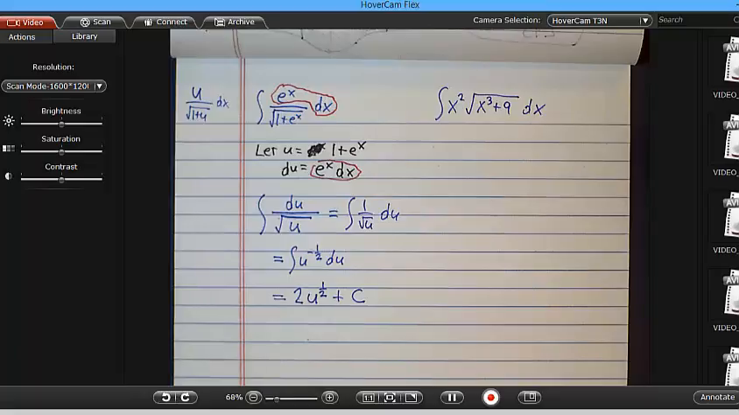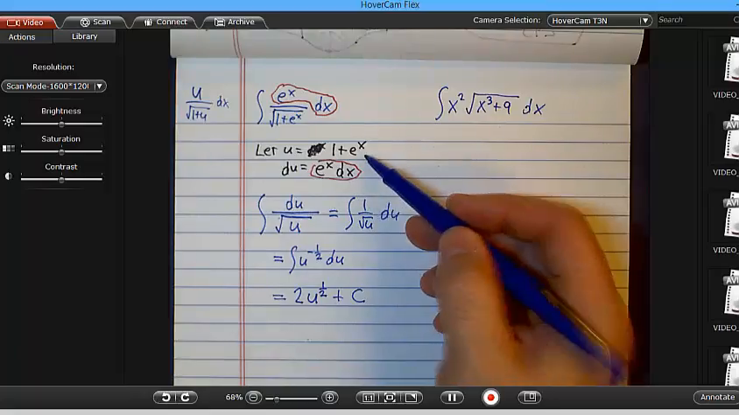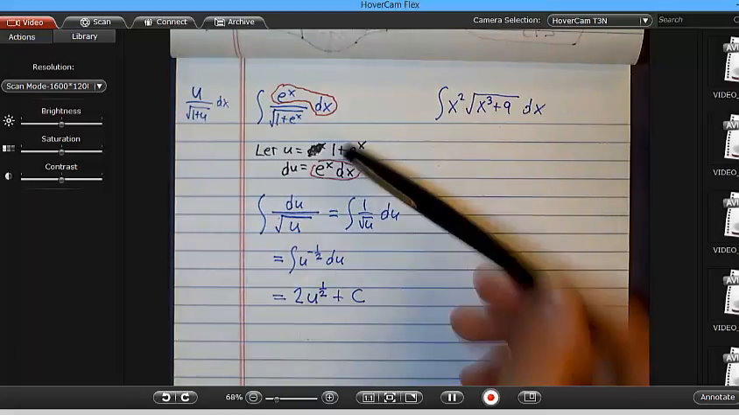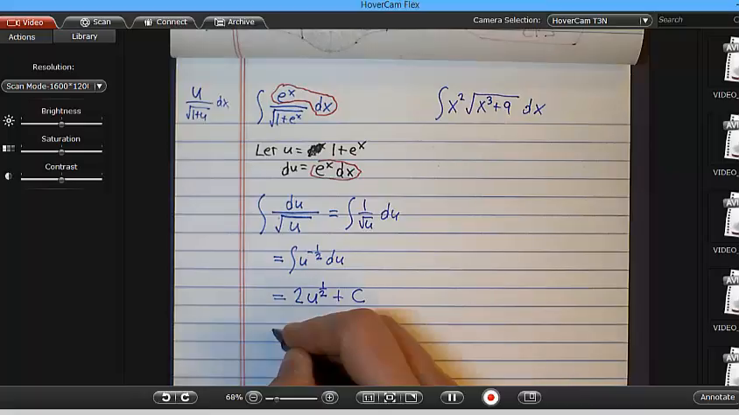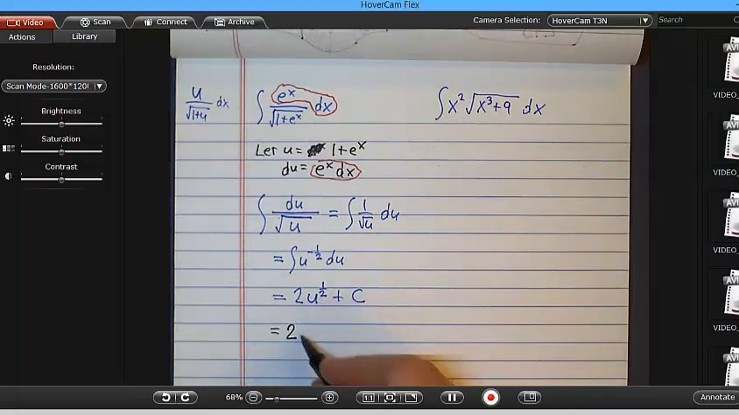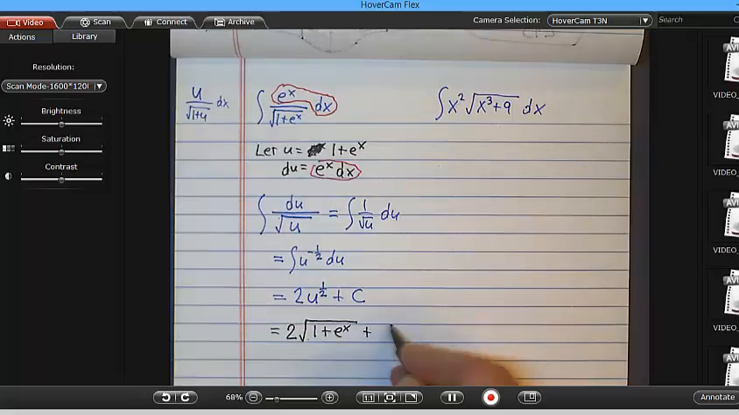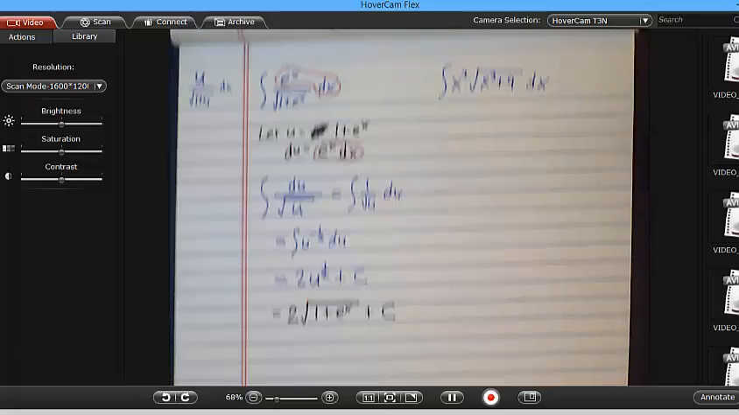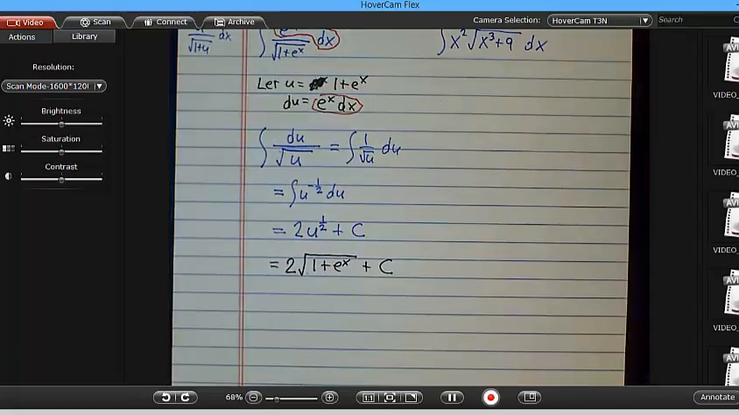Not done. Almost done. What's the final thing to do? Yeah, plug this value back in for u, which is 1 plus e to the x. So my final answer would be 2, and instead of writing 1/2 power, I think I'll write square root of 1 plus e to the x, plus c. There it is.